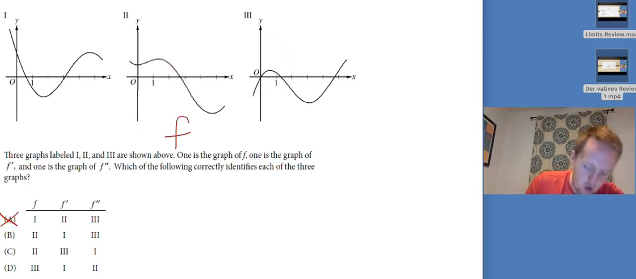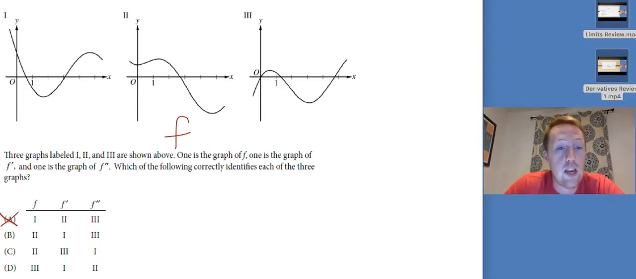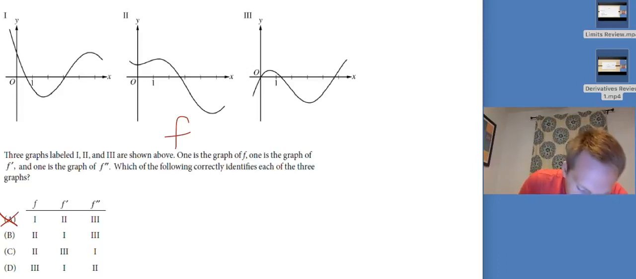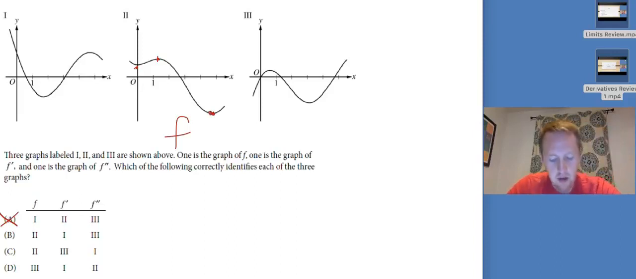Now I'm going to say 2, you're f. So the f prime should be negative just for a teensy little bit, and then it'll be positive for a teensy little bit, and then it'll be negative all the way up until here. So I'm going to look and see, does 1 do that? No, it doesn't change sign quickly enough.